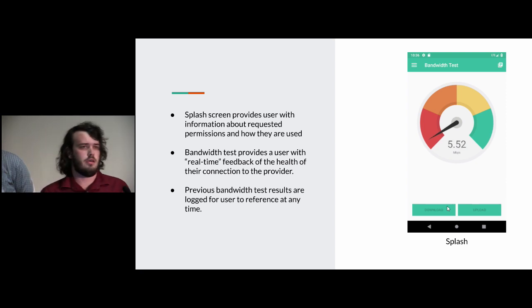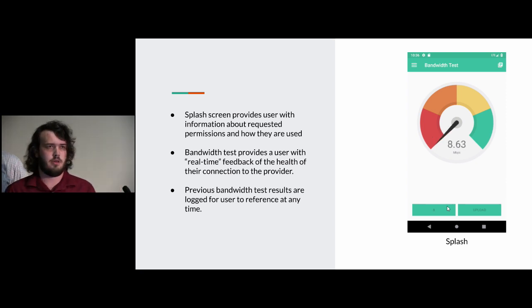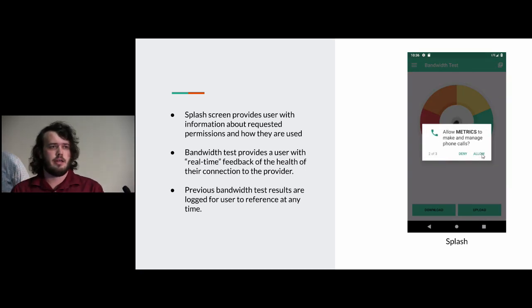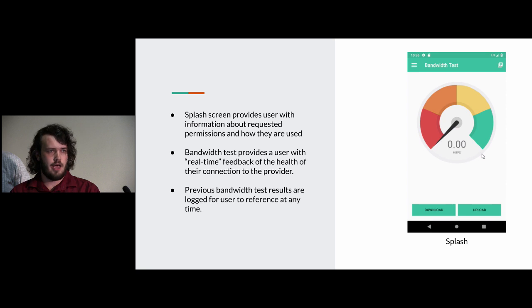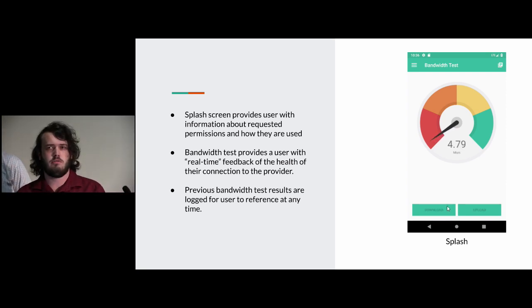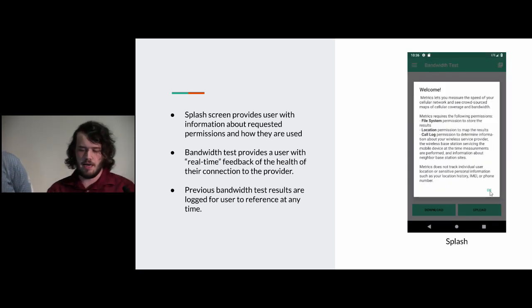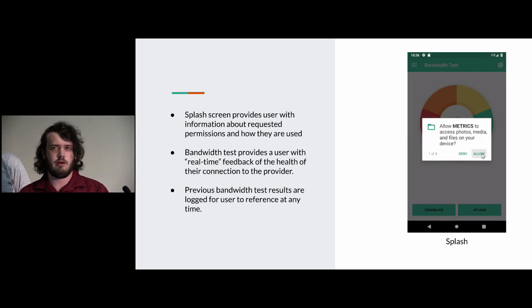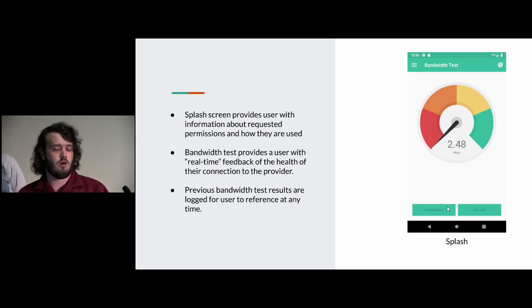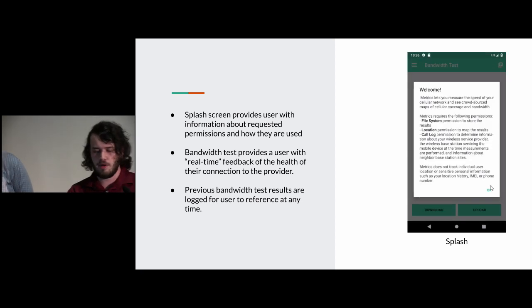So the first thing is when we load into the application, we have this splash screen, which you briefly saw there. That explains what the permissions are that we're asking for and what we're using them for, because we need access to things like call logs and your file system in order for the app to run. And we want to make sure that the user is aware of what's going on in their phone. A lot of people nowadays aren't so keen on just blindly allowing apps to view their call log, and we want to make sure that they know why we're poking around in there.